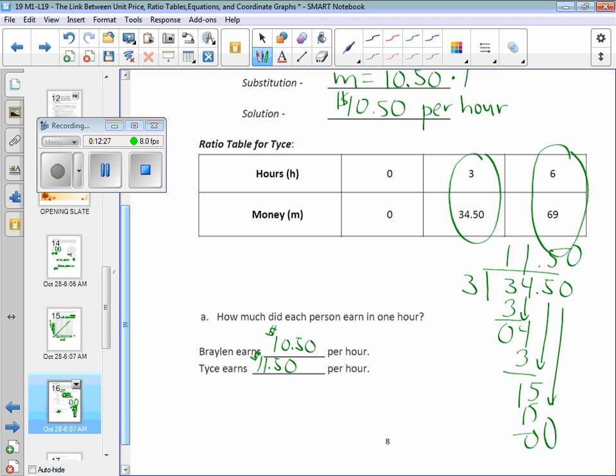Ready? Got one more question for you for a ticket. How many hours would it take for Tice to earn $25 more than Braylon? How many hours would it take for him to earn $25 more than Braylon?